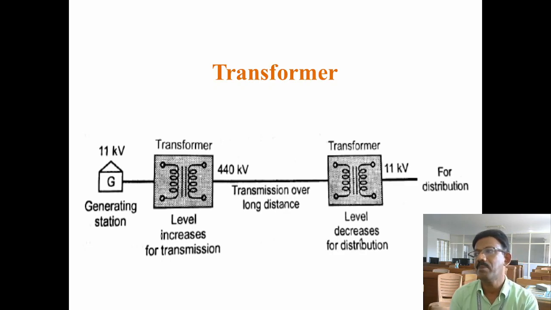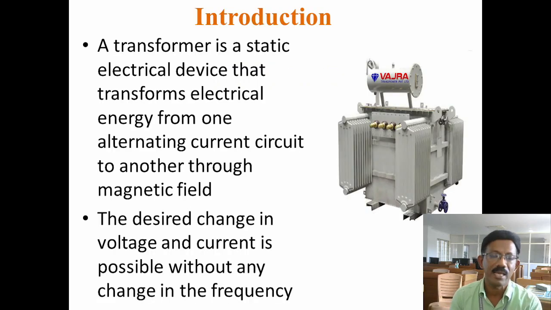So in this way, power is produced, transmitted as well as distributed. In all the places, transformers are very much essential. So without a transformer, we can't transmit as well as distribute electrical power. So let us see the working principle as well as the construction in detail.